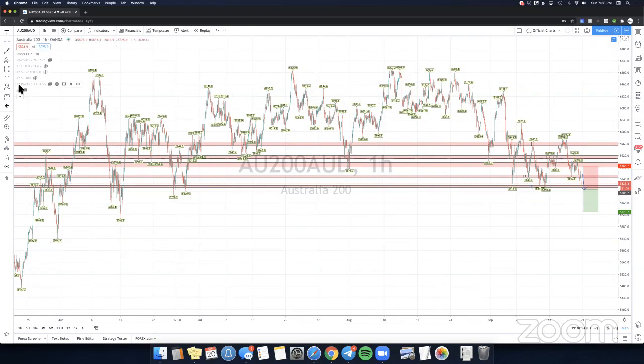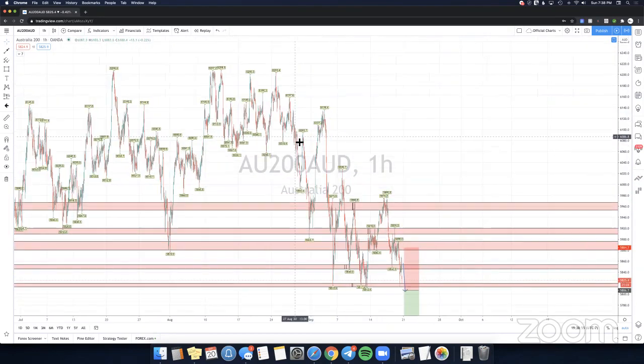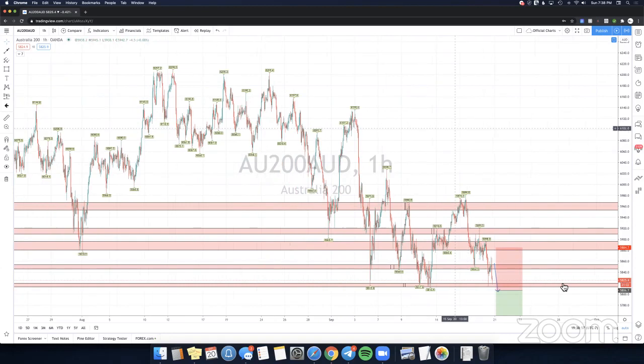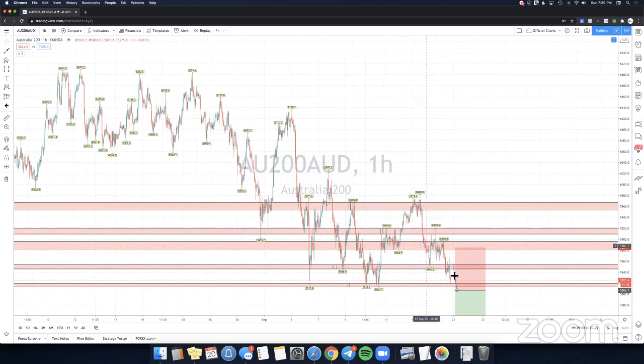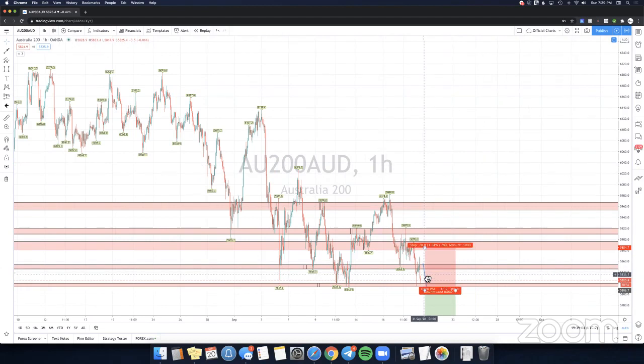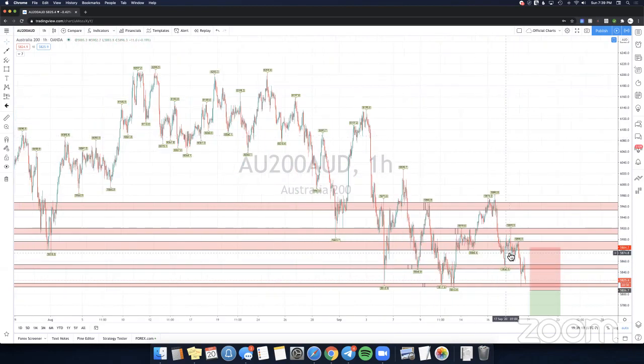But obviously this is when COVID was pushing price like crazy, and I think Australia did announce that it's in a recession. So if they're in a recession, I obviously see this coming down further.